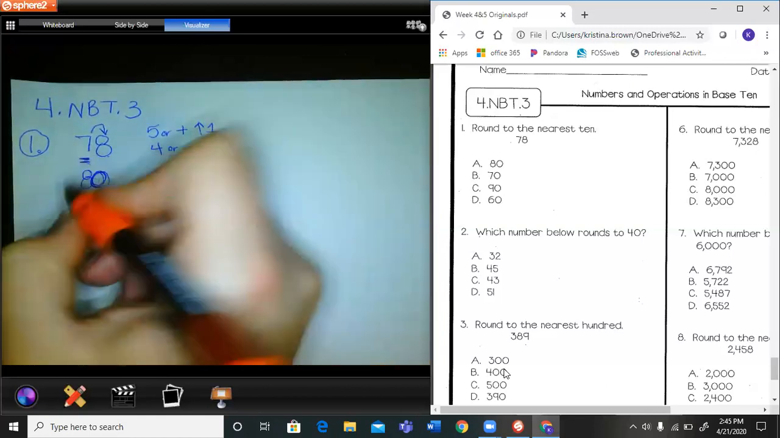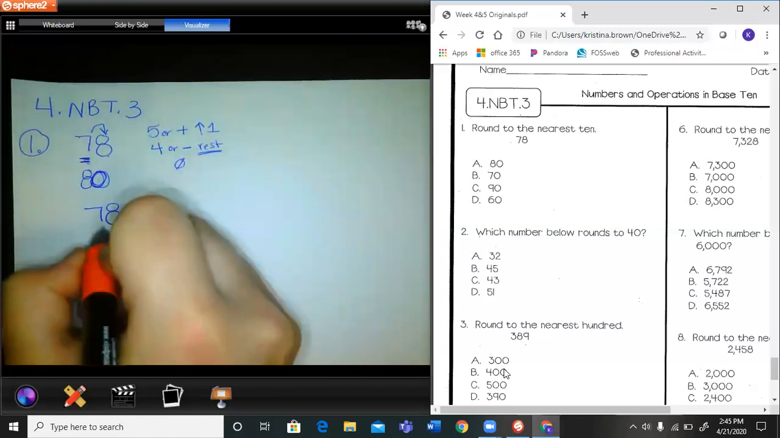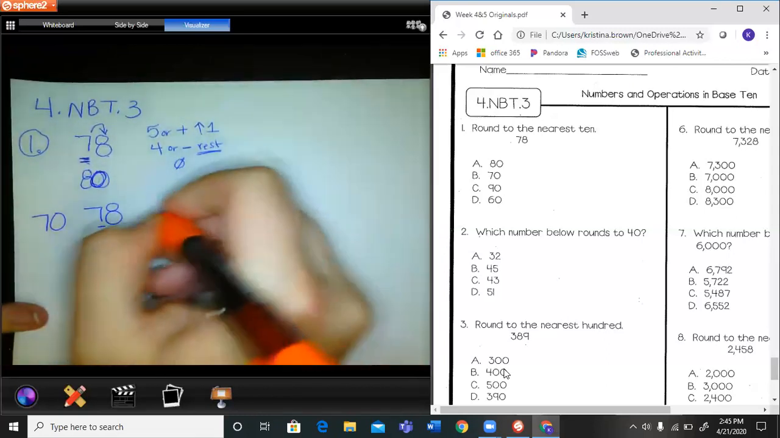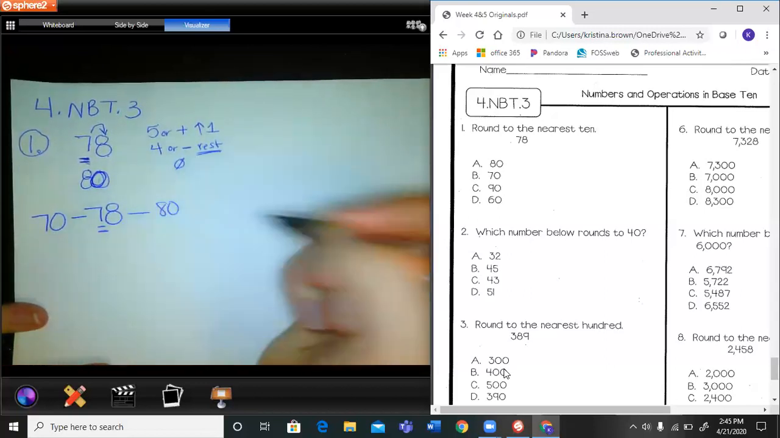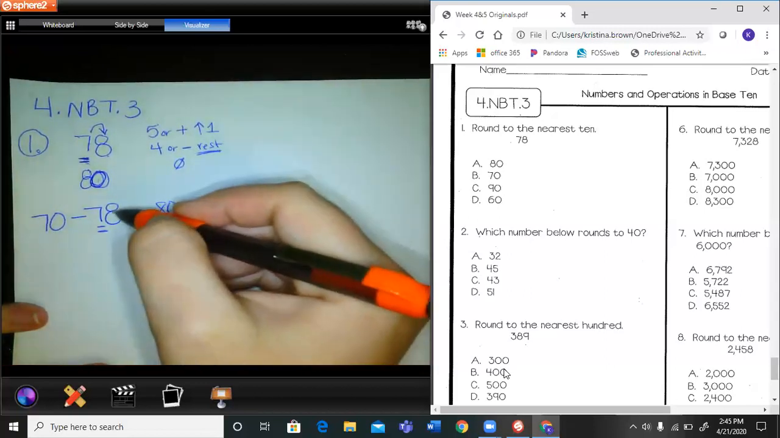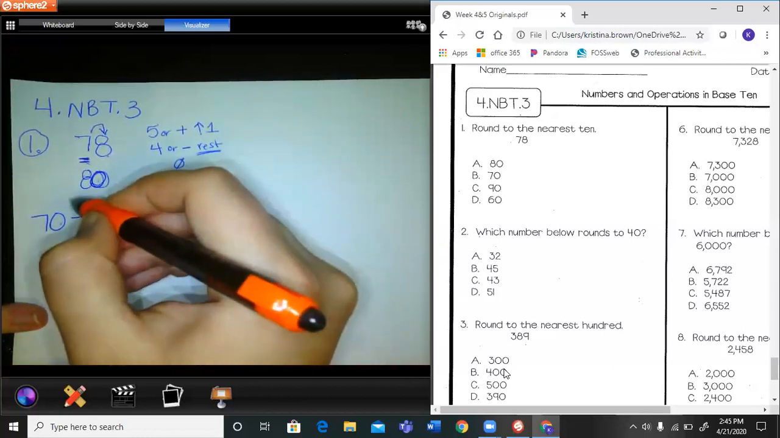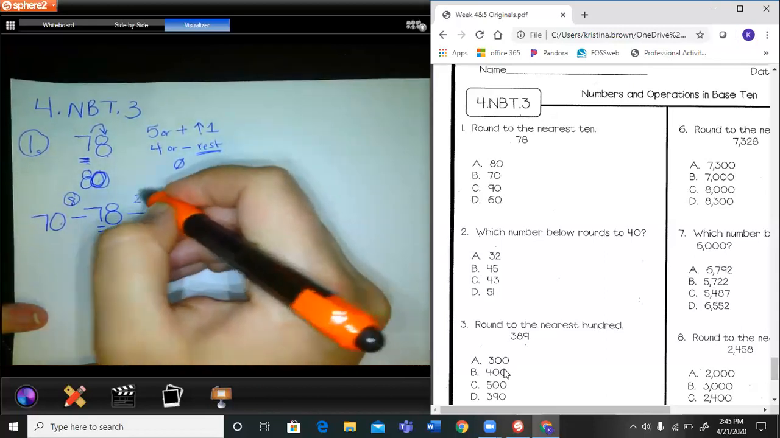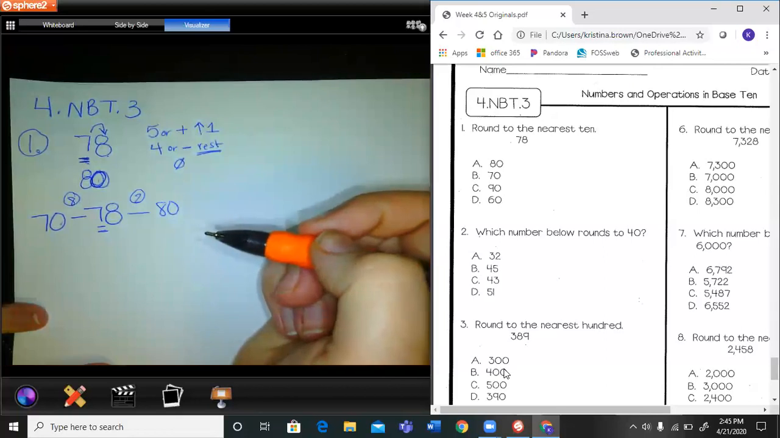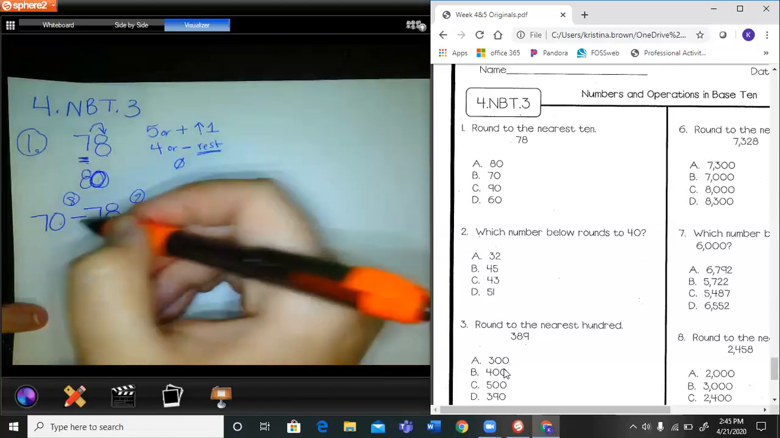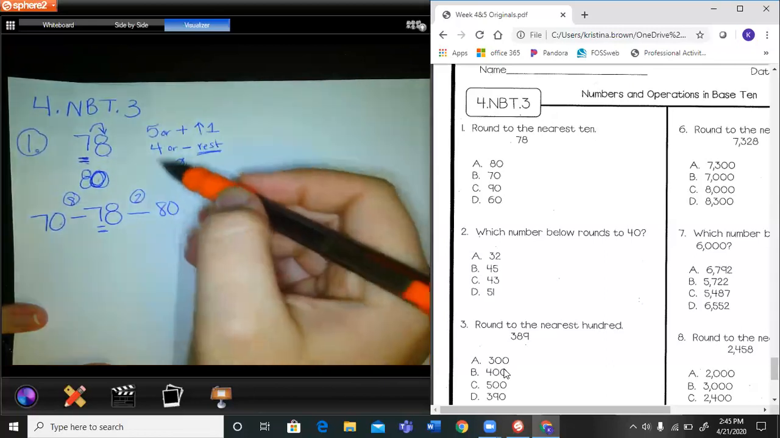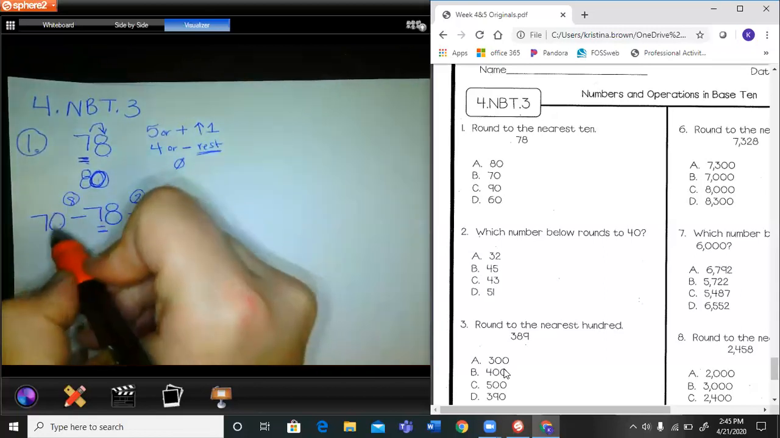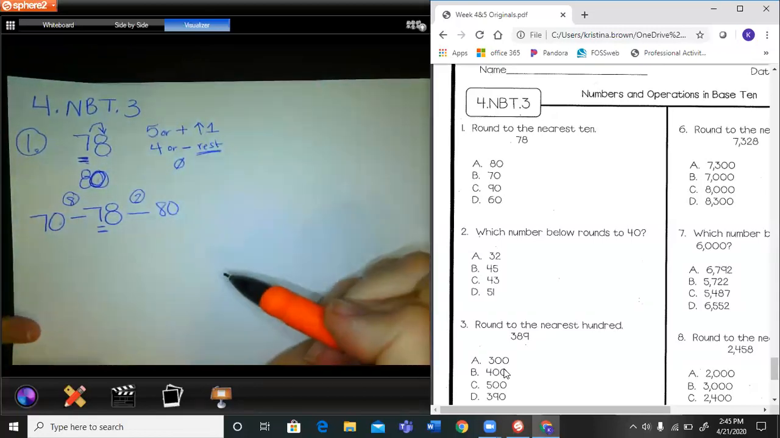You can also think 78. If I'm rounding to the nearest 10, is the nearest 10 going to be 70? Or is the nearest 10 going to be 80? If I were going from 78 to 70, I would have to go 8 jumps on the number line. If I was going 78 to 80, I only have to go 2 jumps on the number line. So whichever way helps you, 5 or more raise the score, 4 or less let it rest. All the numbers to the right turn to 0 with the fright, or you can just think about it in terms of a number line.